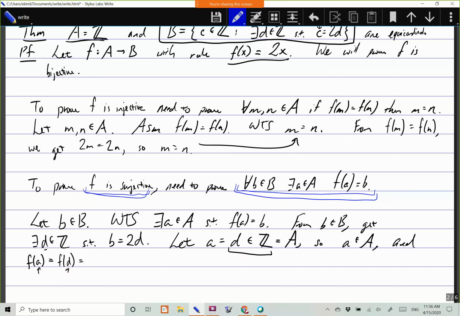And then f of d, well, let's look at the rule. What does f do? It doubles its input, so you get 2d. And 2d, just literally right above this, is b. Cool, there we have it. A proof that f of a is equal to b. We've proved that f is injective. We've proved that f is surjective.